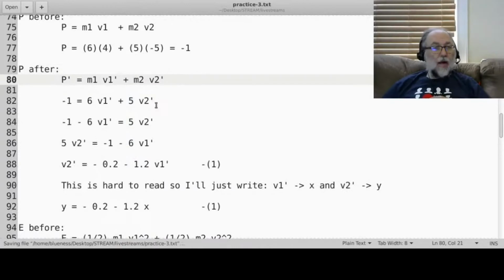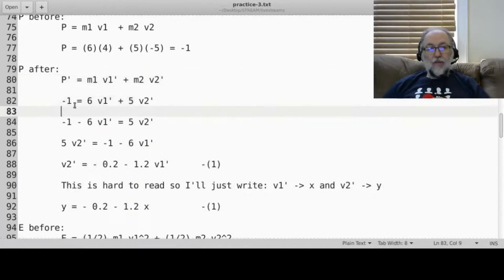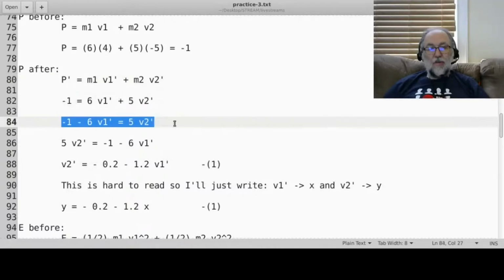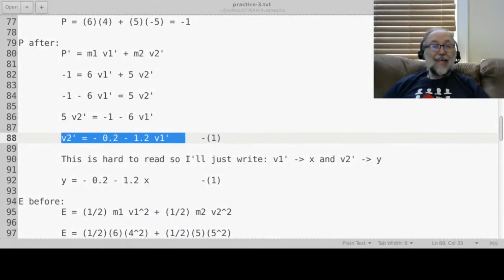And let's substitute in numbers. The total momentum is still -1 because it's conserved. M1 is 6, and we don't know V1 primed. M2 is 5, and we don't know V2 primed. The rest of this is just me reducing it, and I got to this point where I isolated V2 primed in terms of V1 primed. I could have done it the other way around as well.